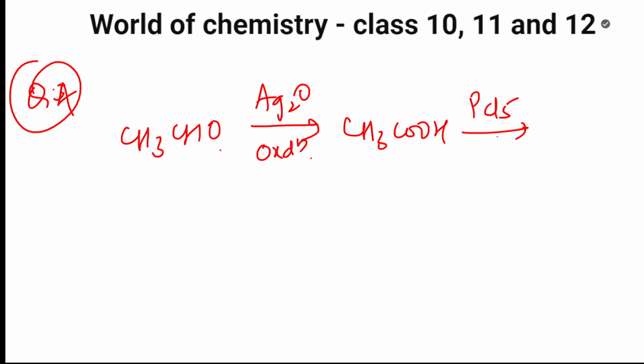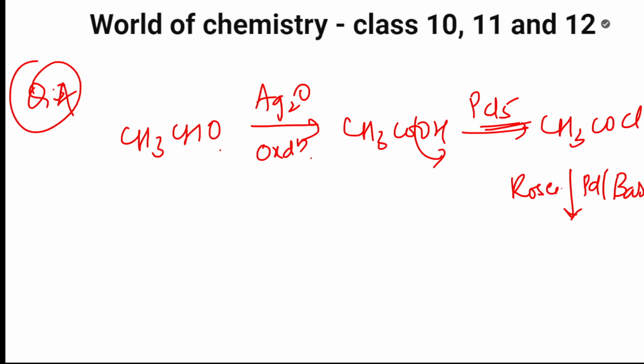What is this? This is a nucleophilic substitution reaction. So the OH group is replaced. I'll be getting CH3COCl, acetyl chloride. Now further, here they're using palladium in the presence of barium sulfate. Now you only tell me what is this reduction? This is Rosenmund reduction. Rosenmund reduction, the acetyl chloride, whatever is there, it gets converted to acetaldehyde because in the reduction reaction, you're breaking this bond and you are getting acetaldehyde.